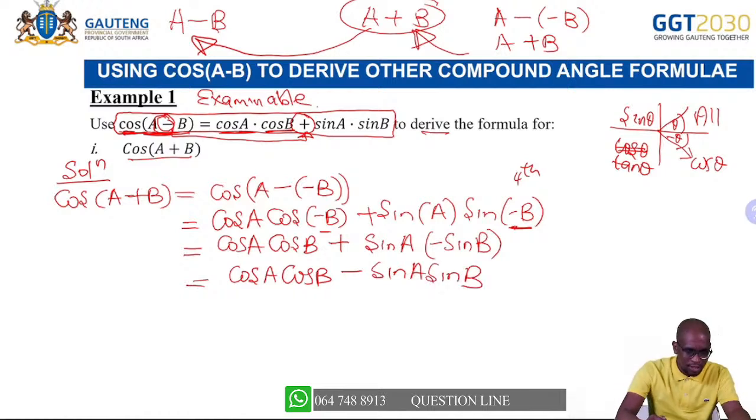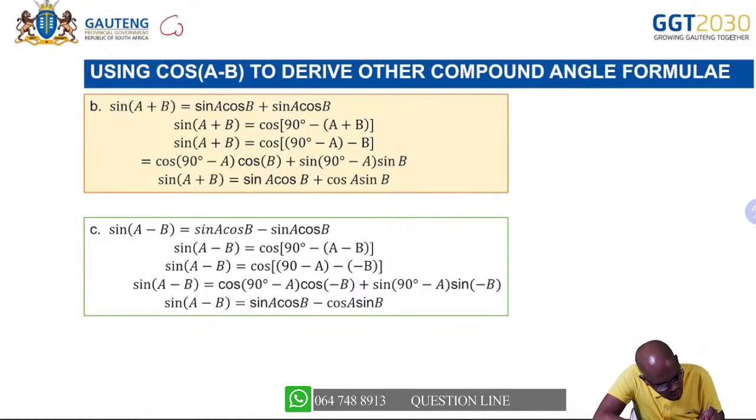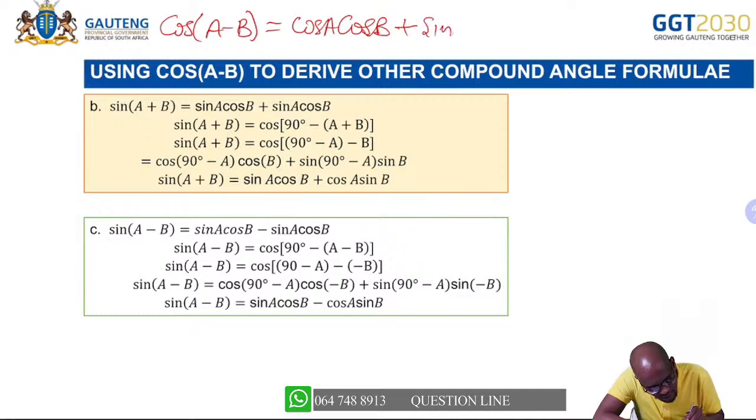like that. So that is how we are going to derive the formula for the cosine of A plus B using the existing cosine of A minus B that we derived. Right, now let's move on. We can derive the rest of the formulas using, remember, the cosine of A minus B, which is the cosine of A times the cosine of B plus the sine of A times the sine of B.